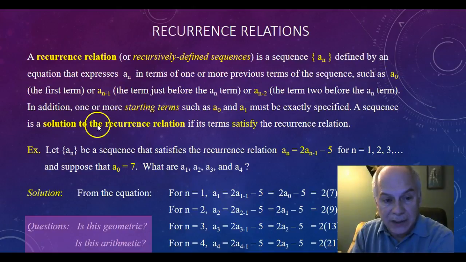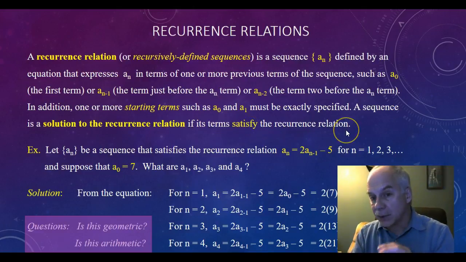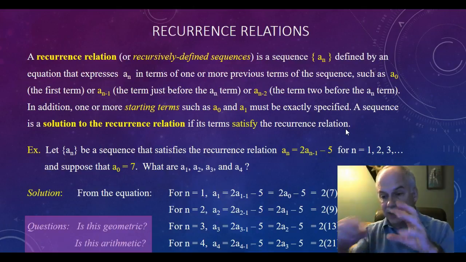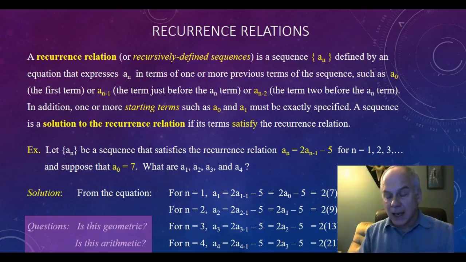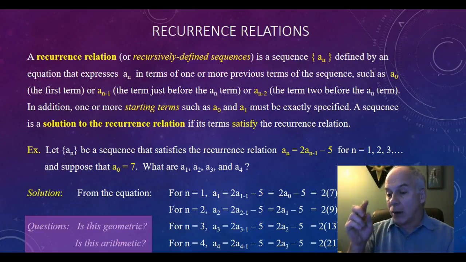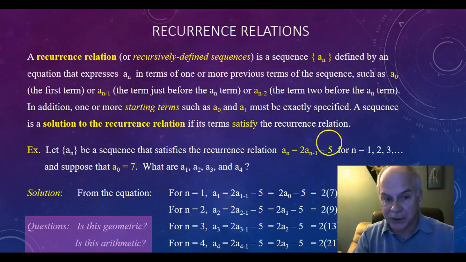A sequence is a solution to the recurrence relation if its terms satisfy the recurrence relation. So there'll be some equation that we say is the recurrence relation that relates the terms, but a solution is going to be like a formula with n in it that we could find any term we wanted that satisfies that recurrence relation expression.